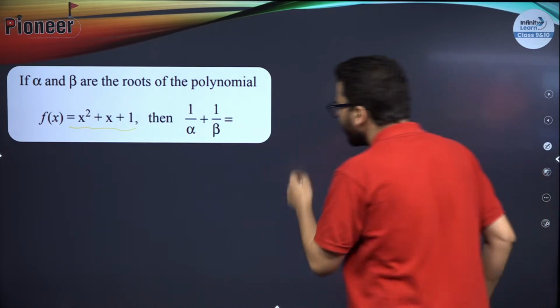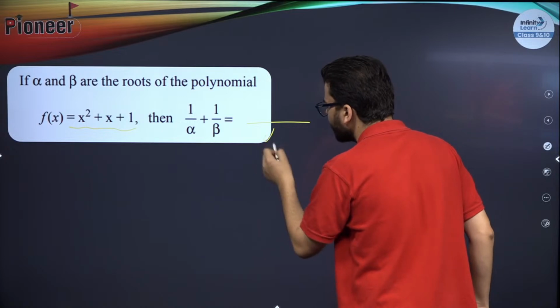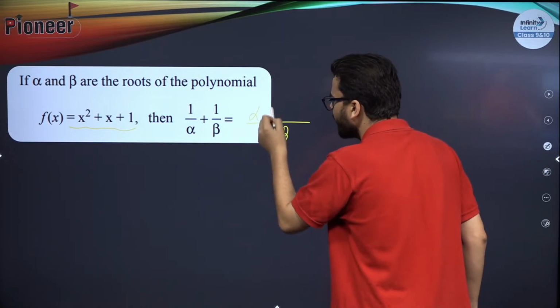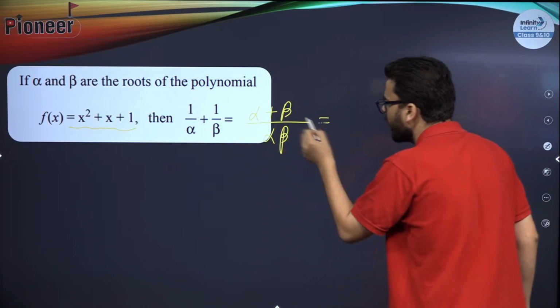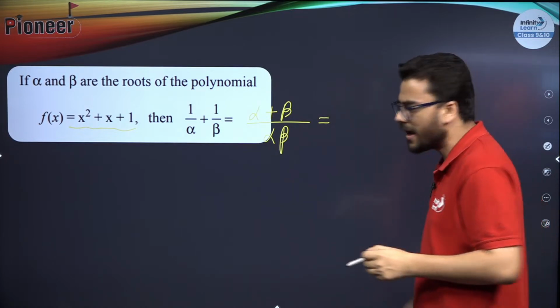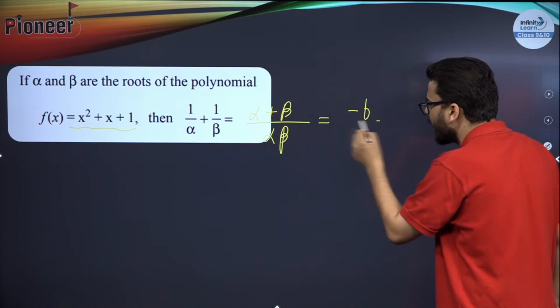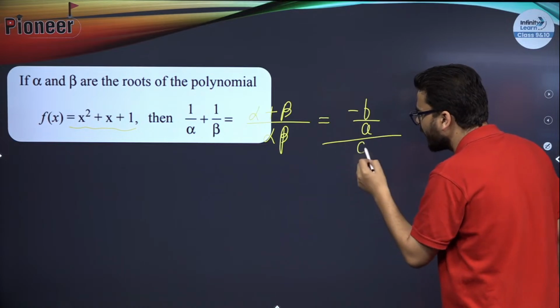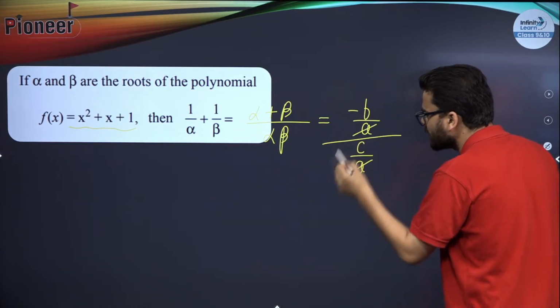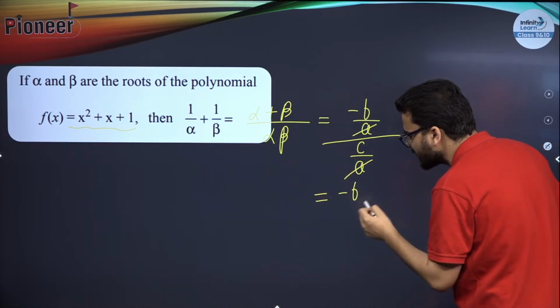Exactly. So for that we can take the LCM of the denominators. It will be alpha beta, and in the numerator you will get alpha plus beta. Now you know what is alpha plus beta, guys. Alpha plus beta is minus b by a, and what is alpha beta? It is c by a. So you see I can cancel this out, so it is coming out to be minus b by c over here.